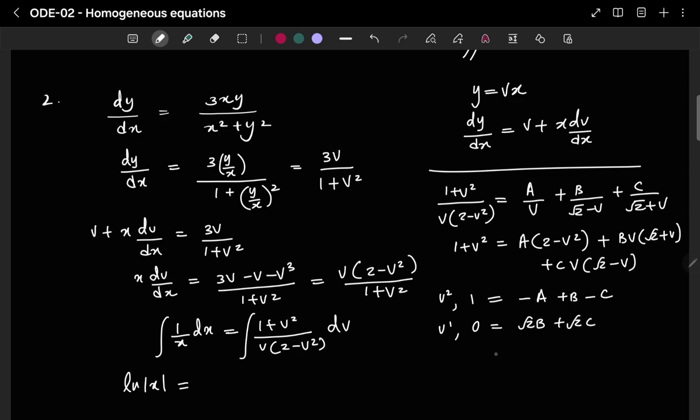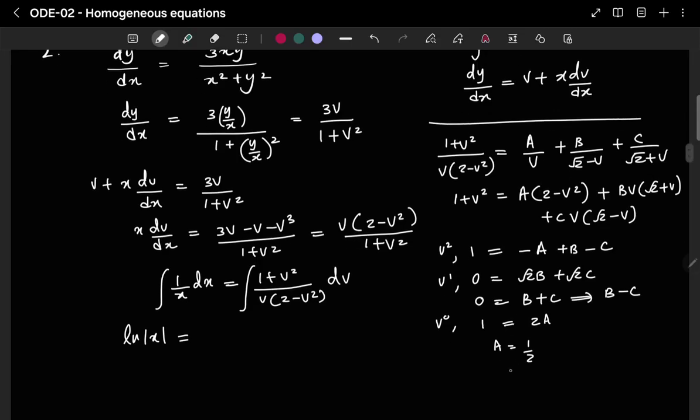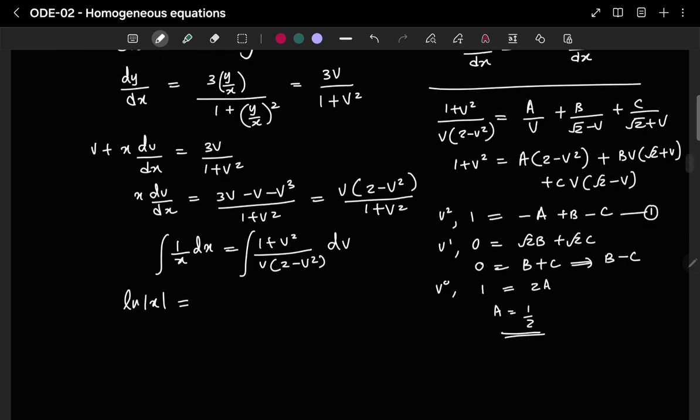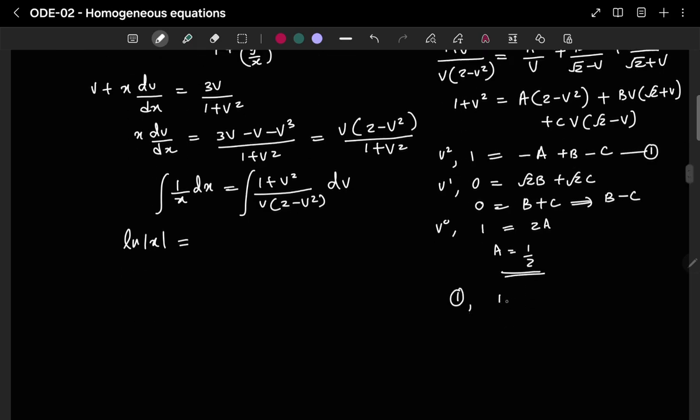So basically b plus c equals 0, so we can get b equals minus c. Likewise, comparing the coefficients of v to the power 0, 1 equals 2a, so we get a equals half. Then, using this first equation, we get 1 equals minus half.